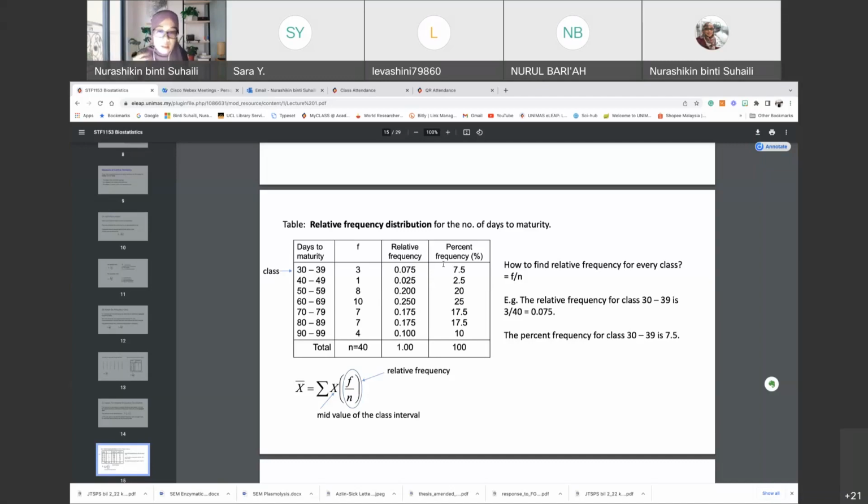It means that you are actually analyzing the value of every class with the total number. Relative means something you compare with. Yeah? Something you compare with.